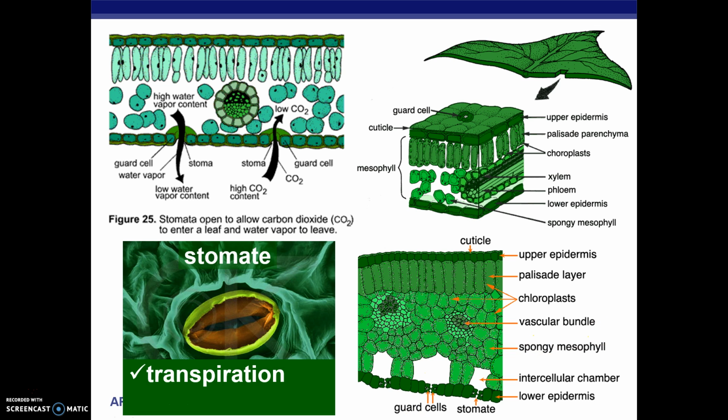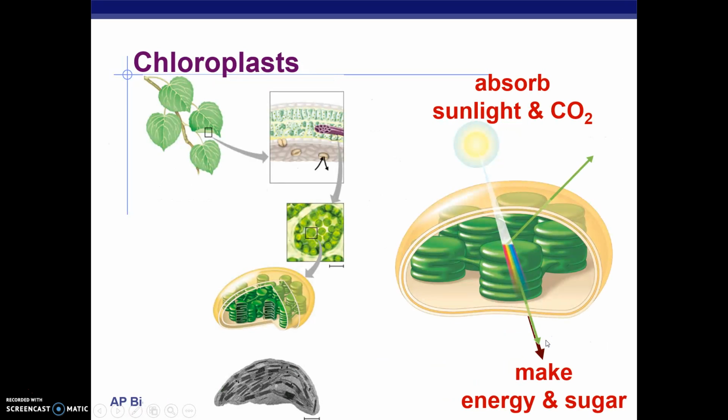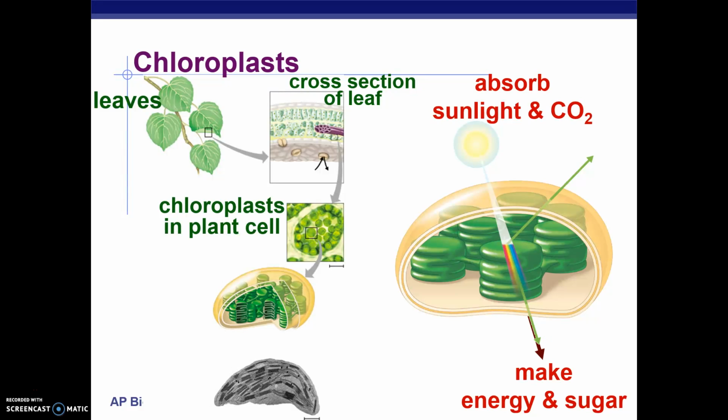and also transpiration. Transpiration is important for plants because only when there is water lost through transpiration, more water can be absorbed through the roots. So water uptake can happen only when transpiration happens. Chloroplasts, these are the organelles in plant cells that allow plants to make sugars.